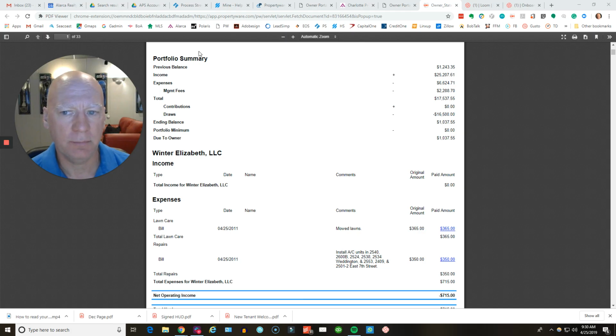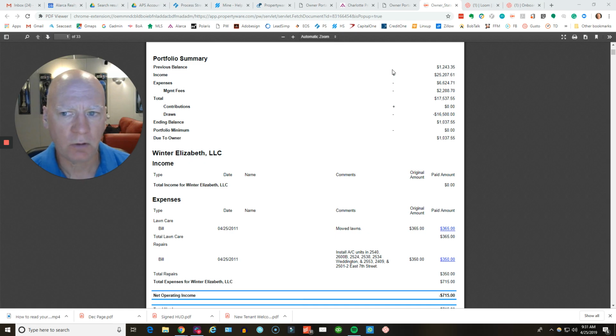So, right here at the top is the portfolio summary, and this gives you the summary of all of your properties. If you only have one home, this will equal what you'll see for the individual property, but it'll have a little more information in there regarding your contributions and draws.